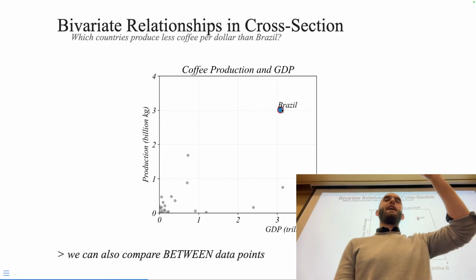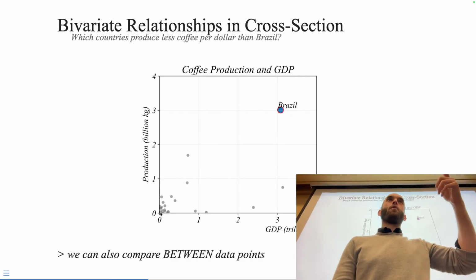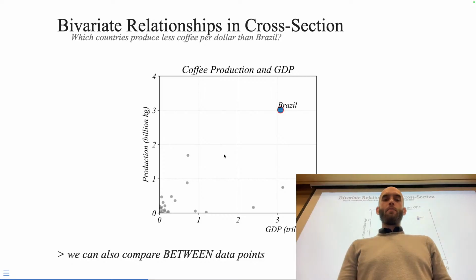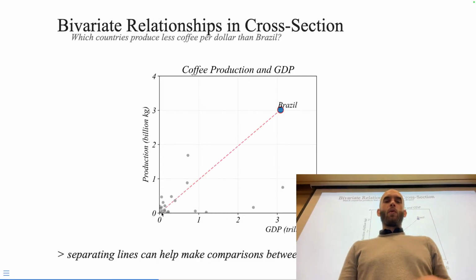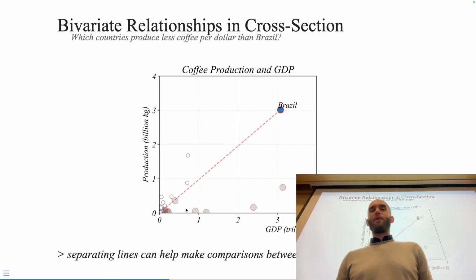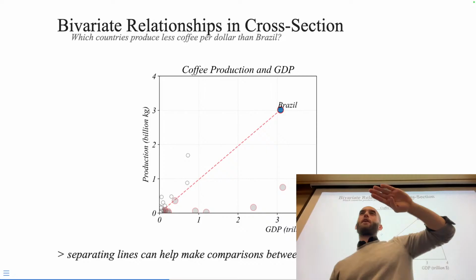And you're saying connect a point at Brazil to the origin. So we're going to draw a line between Brazil and the origin, and then we're going to find which countries produce less coffee per dollar than Brazil. So we want to be lower on the horizontal axis for a given production. So it's everything below the line would produce less coffee per dollar, or more GDP per production than Brazil.